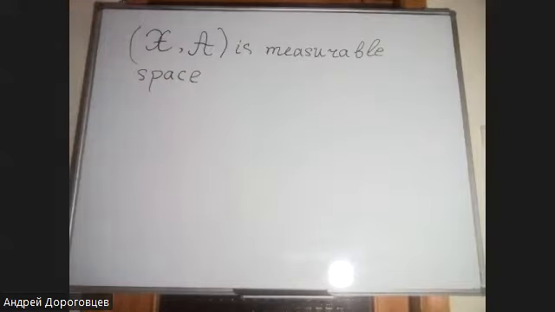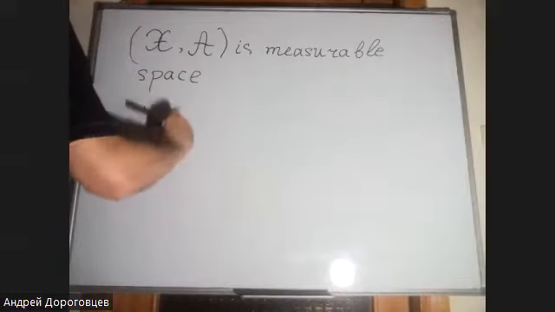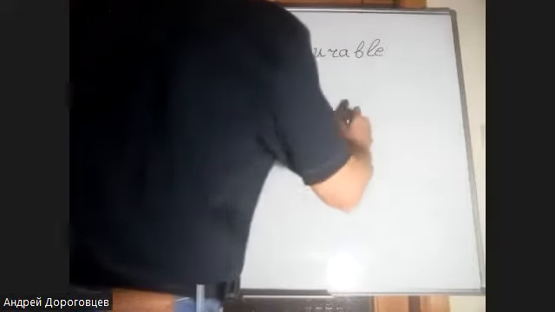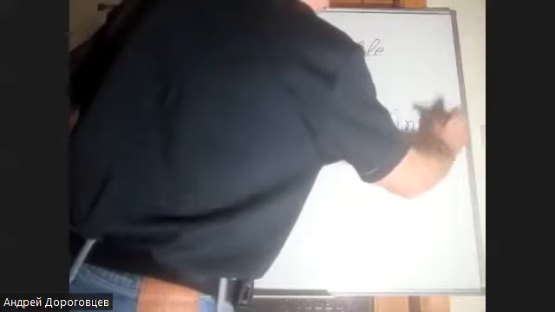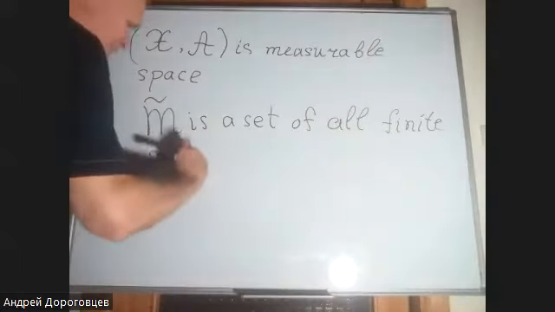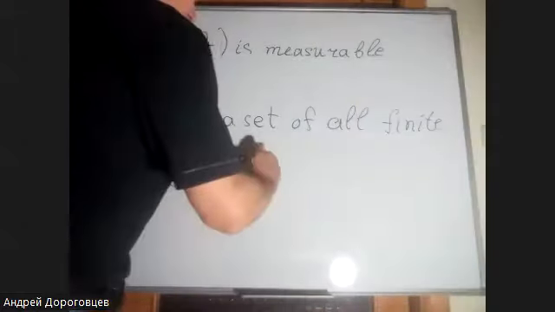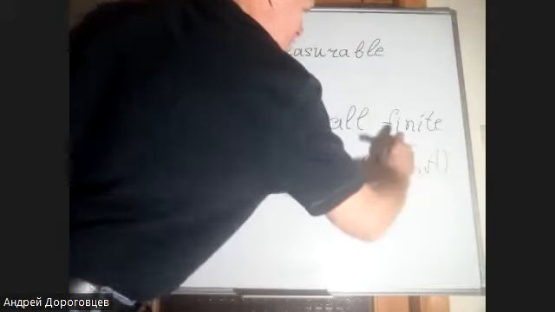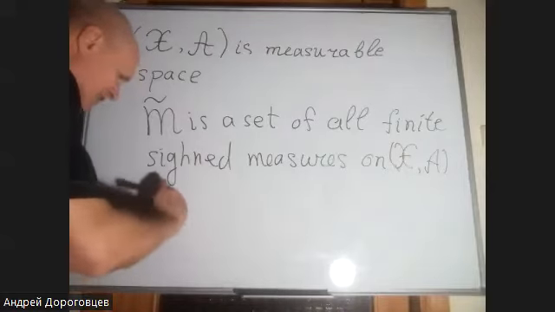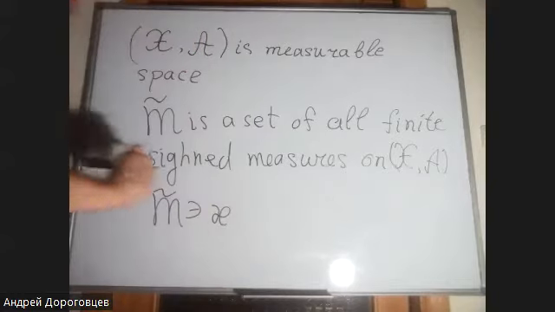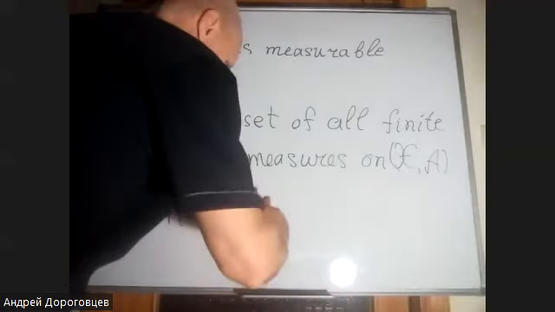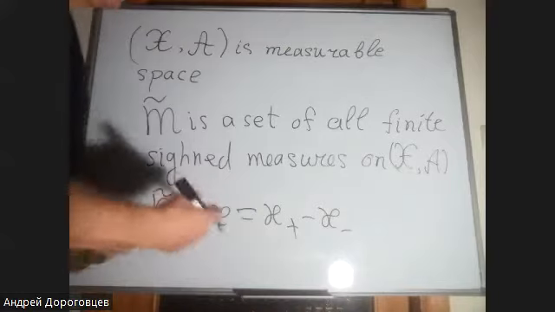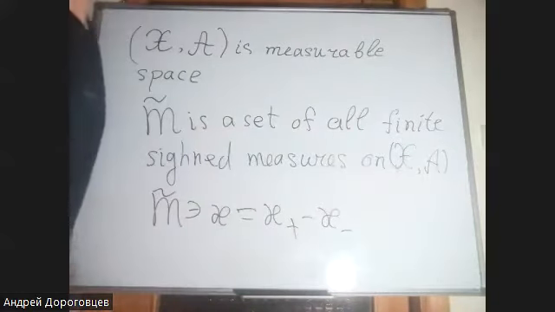And we will organize a set M of theta. M is a set of all finite signed measures on X. So any element of M can be represented via Jordan decomposition by kappa plus minus kappa minus, where kappa plus and kappa minus are finite measures on this measurable space.